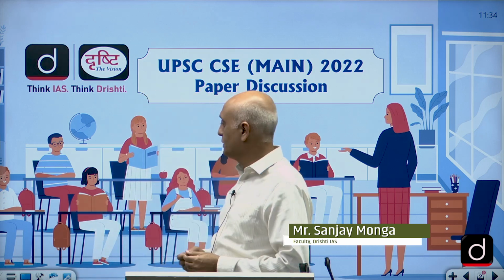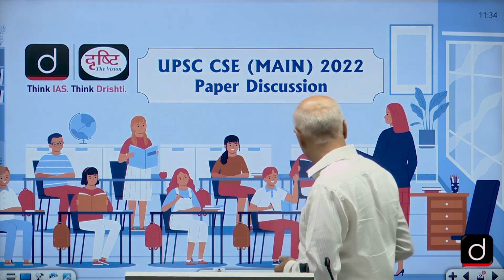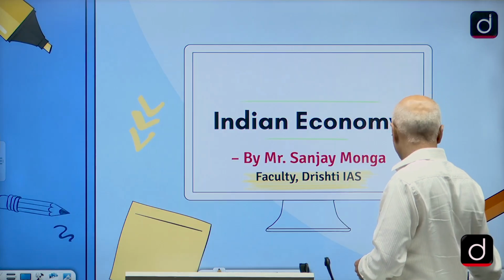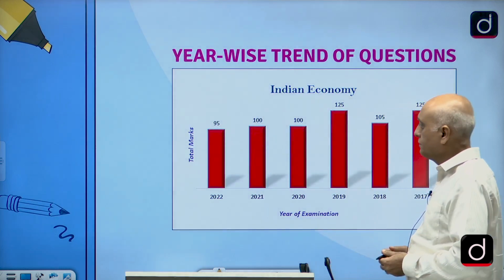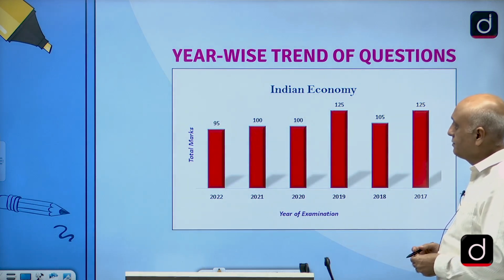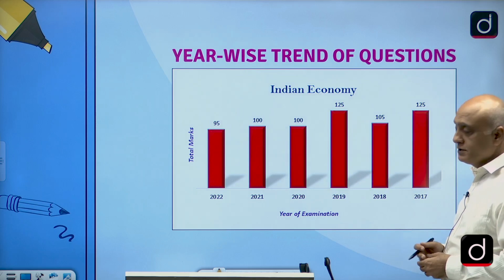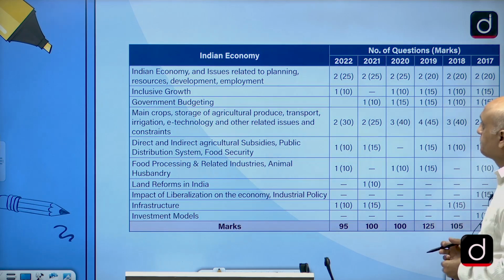So my name is Sanjay Monga and we are here to discuss the last exam of economics, GS paper 3 economics portion. You can see the weightage moves between 100 to 125 in general. So in that sense, economy is a very important area for everybody who is preparing for this examination.